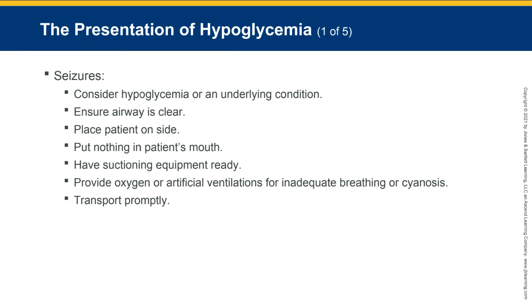Now, the presentation of hypoglycemia: seizures. Consider hypoglycemia or an underlying condition. Ensure the airway is clear. Place the patient on their side. Put nothing in the patient's mouth. So for your seizure patient, don't try to restrict their movement. They can't control it. You can't control it physically either. Don't put anything in their mouth. When they're having a seizure, don't put any shoes over their nose. Don't beat them with any Bible. None of that nonsense.